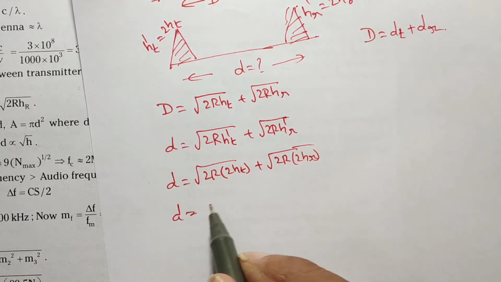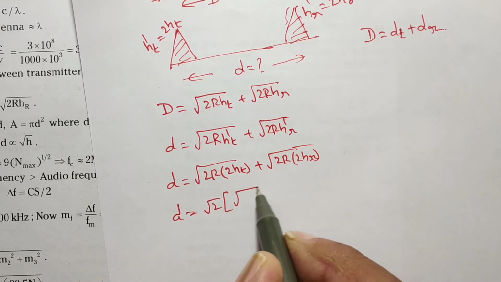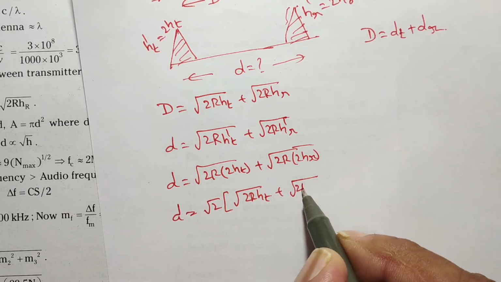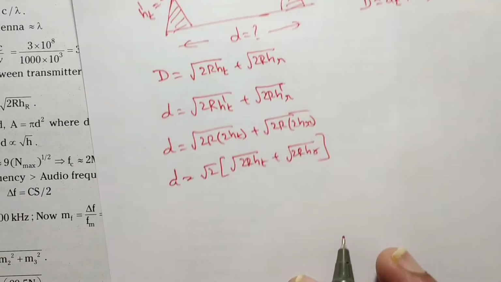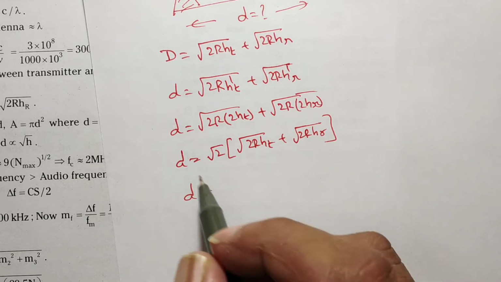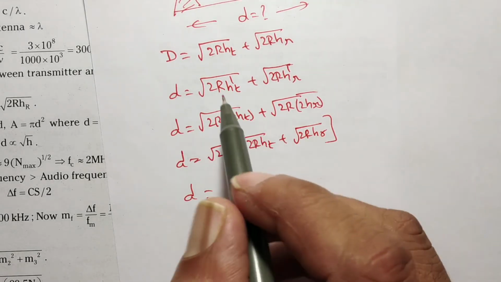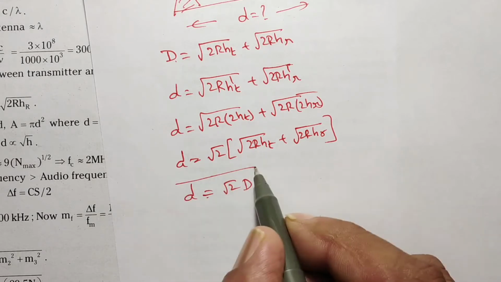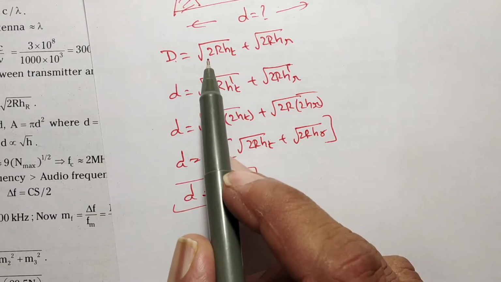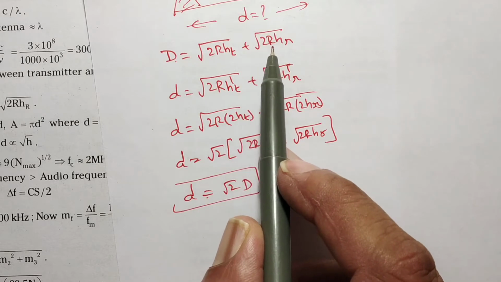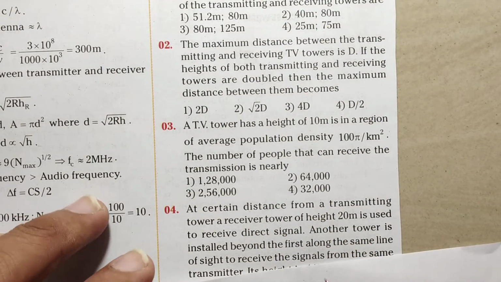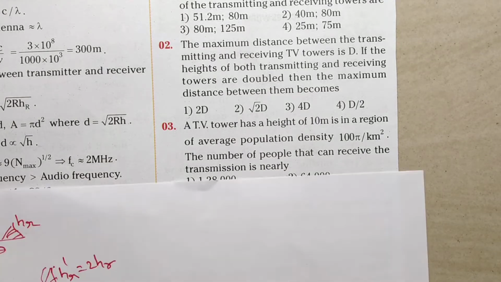Now d is equal to root 2, I am taking outside. If you take root 2 outside, it means square root of 2r HT plus square root of 2r HR. So I am placing this in the place of small d, capital D, root 2 capital D. Capital D means square root of 2r HT plus square root of 2r HR. Now the second option is correct. Now look at the third question.